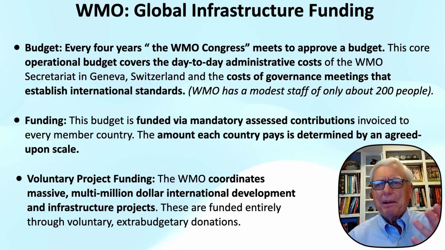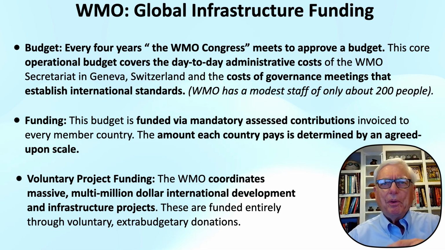So the next question you're probably asking is, how do they fund it? Well, every 4 years, the WMO Congress, which is made up of WMO members, meets to approve a budget. This core budget covers the day-to-day administration of the WMO, whose Secretariat office is located in Geneva, Switzerland, and the cost of governance meetings that establish international standards. And by the way, the staff is relatively small. There are only roughly 200 people there.